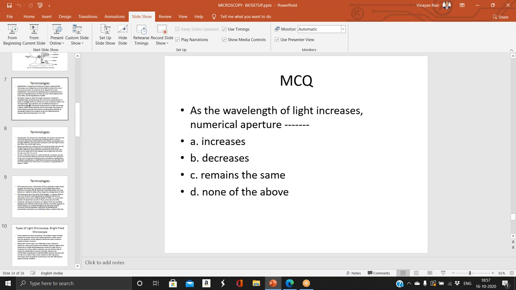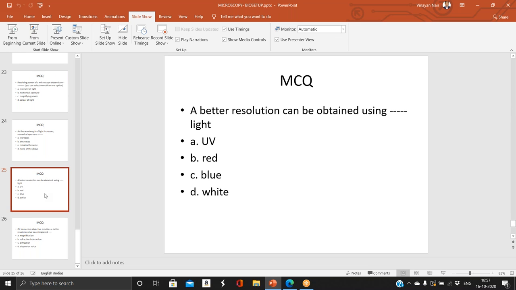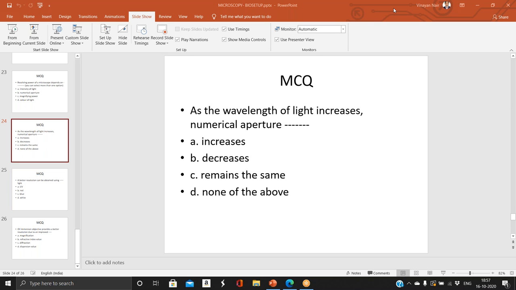Why? What happened, Lalti Yadav? We will go to the respective slide. See, the shorter the wavelength, the greater the value of numerical aperture. In the beginning itself, I have given that. That means, as the wavelength decreases, numerical aperture increases. And what was our question? So as the wavelength decreases, numerical aperture increases, which means as the wavelength increases, numerical aperture definitely decreases, right? Straight answer. Both are reciprocal to each other. Very good. Is it clear for all of you? As the wavelength of light decreases, numerical aperture increases, which means as the wavelength of light increases, numerical aperture decreases.